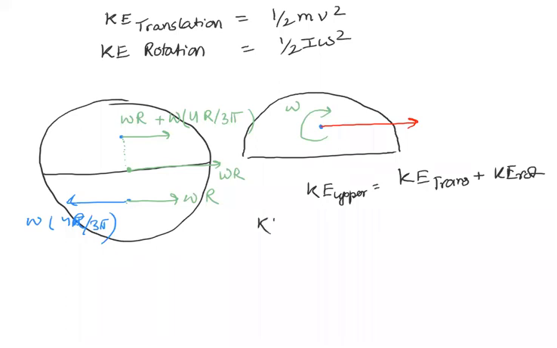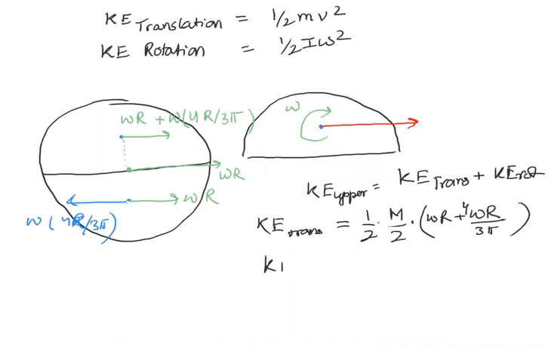So the kinetic energy of translation of the upper half of the disk will be half into m by 2 into velocity of center of mass whole square, which is equal to omega r plus 4 omega r by 3 pi. And the kinetic energy of rotation will be equal to half I omega square.